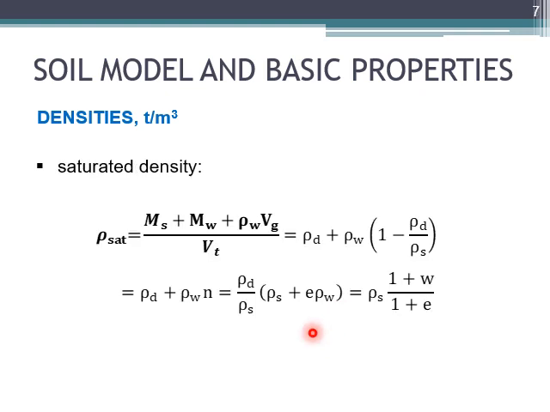Saturated density is defined with this formula. So it is the mass of the skeleton plus mass of the water, plus here we would like to add mass of the gas, but well, the gas doesn't have any weight, right? But instead of that, if there are any air bubbles in the soil, then they would have some volume. And now if the soil is fully saturated, then we have to imagine that even these air bubbles are filled with water. That's why we add this part here to the equation.